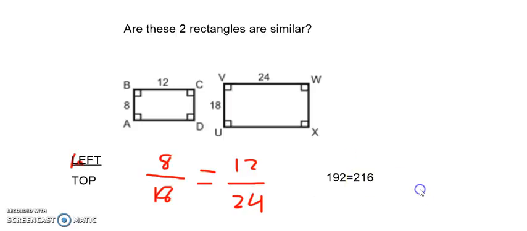All right, so something's off. They're not similar according to this. So we're going to check it again. We're going to go 8 over 12. 8 divided by 12, is that equal to 18 divided by 24? And if we use our calculator, this is a no. These two are not similar because it doesn't work out because of the scale factor. So this is a no.